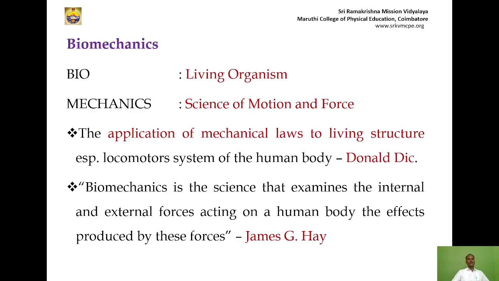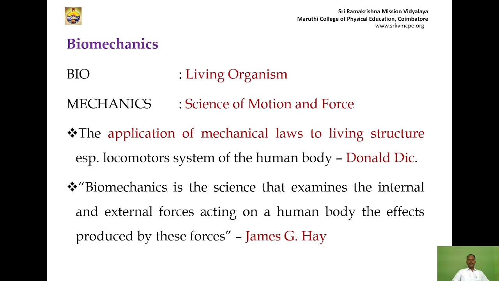Now we are going to talk about biomechanics. What is the meaning of biomechanics? Bio means living organism and mechanics means science of motion and force. This is called biomechanics. The application of mechanical laws to living structure, especially the locomotor system of the human body, by Donald Dick. He gave this definition of biomechanics: application of mechanical laws to living structure.